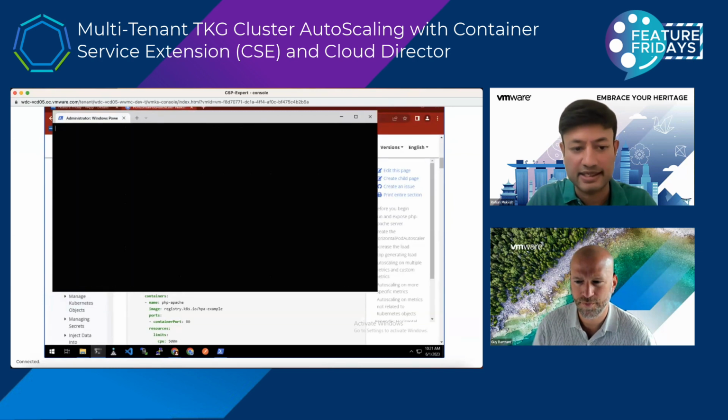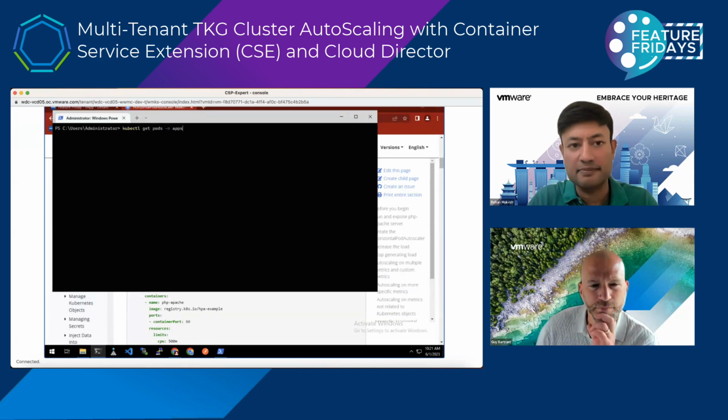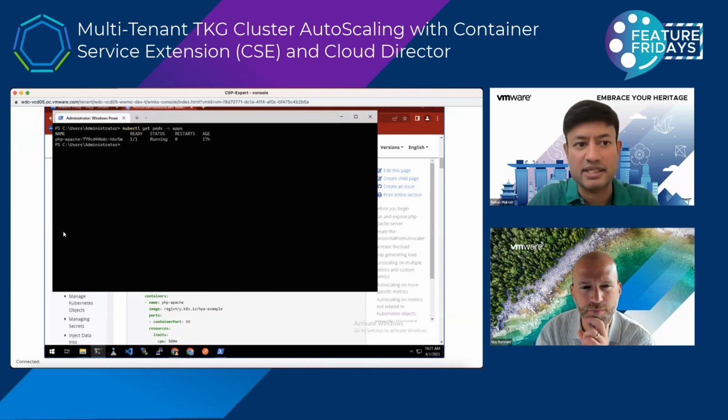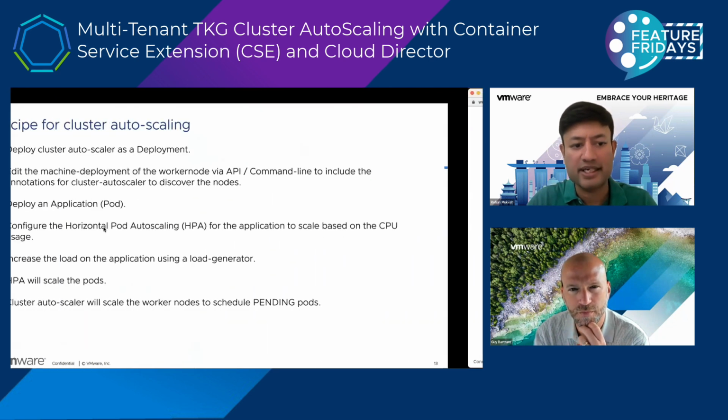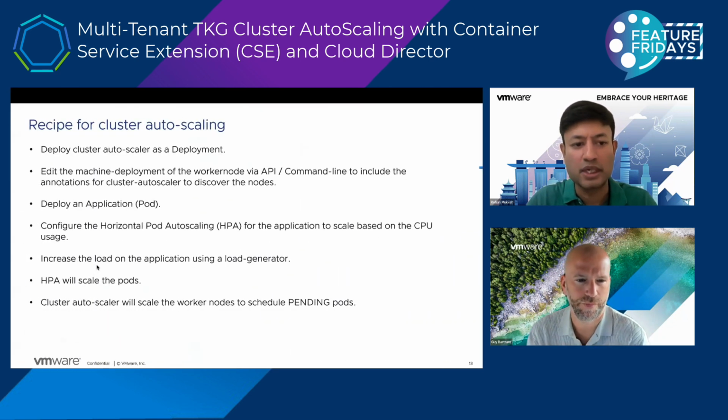I'll clear my screen. What I've done is I've created a namespace by the name of apps, and I've deployed this Apache server on that namespace. So let's take a look. kubectl get pods -n apps, and you would see that there is an Apache server which is already running over here.